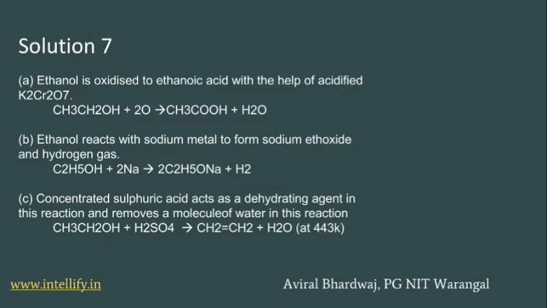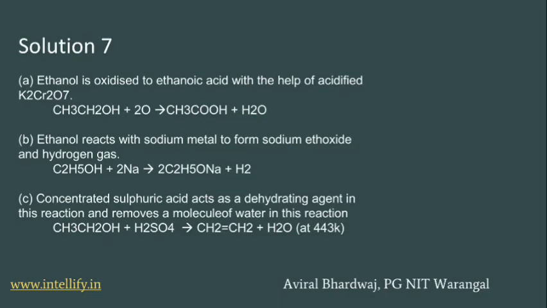The next reaction is ethanol reacting with sodium metal to form sodium ethoxide and hydrogen gas. Sodium ethoxide is C2H5ONa. The reaction is C2H5OH, ethanol, plus 2Na, sodium, gives 2C2H5ONa plus H2. H2 is a gas. This is involved in the process step.